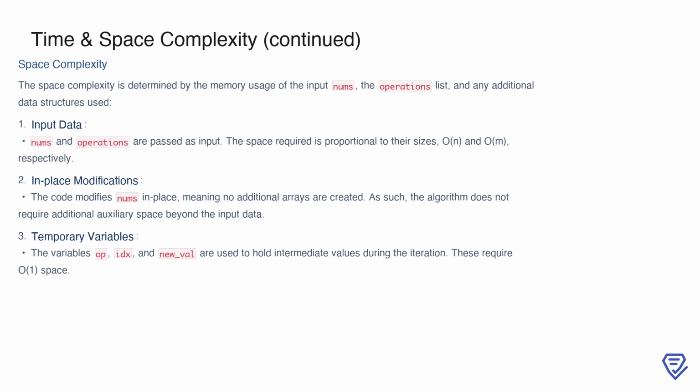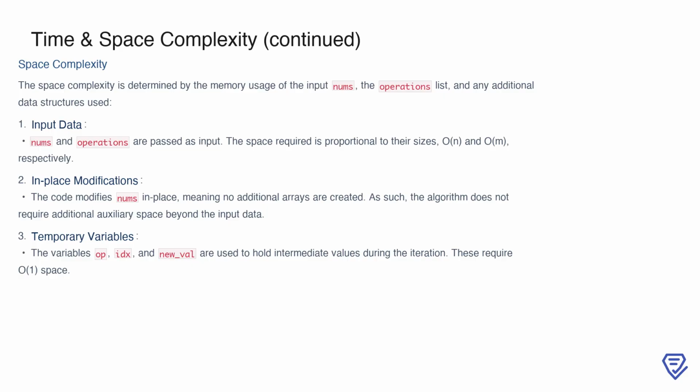Now, analyzing space complexity, we start with the input data. The nums array and the operations list are provided as inputs, so their space requirements are O(n) and O(m), respectively. Beyond the input data, the algorithm performs in-place modifications on nums, meaning no additional arrays or data structures are created. This ensures that the algorithm does not use extra memory for storage.